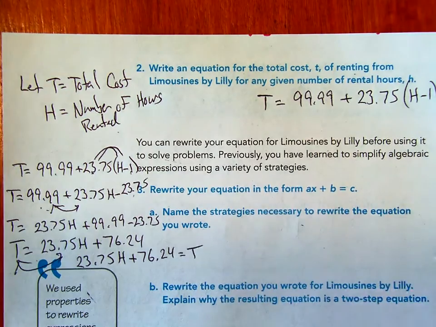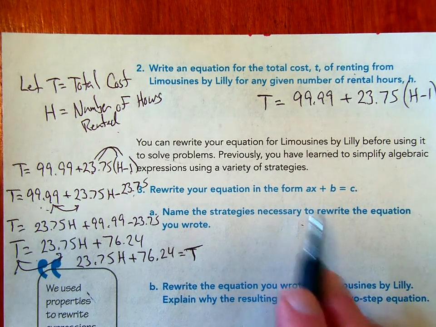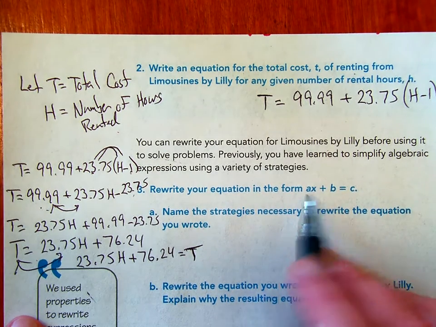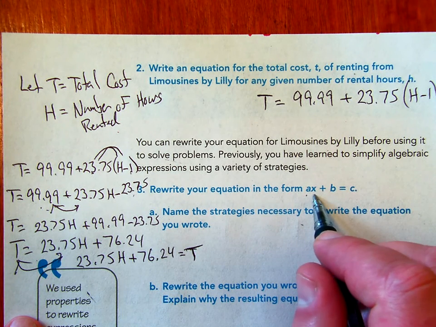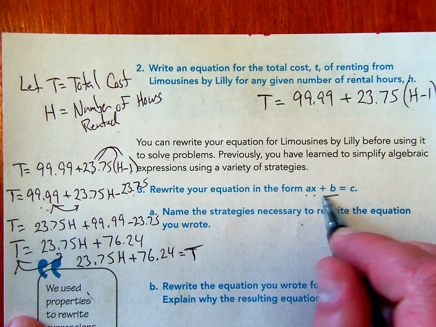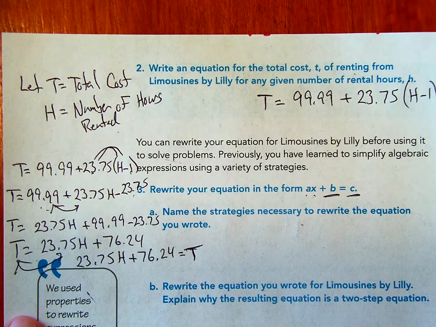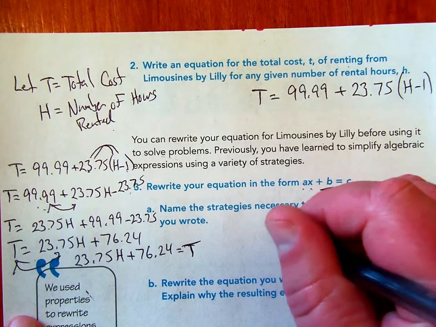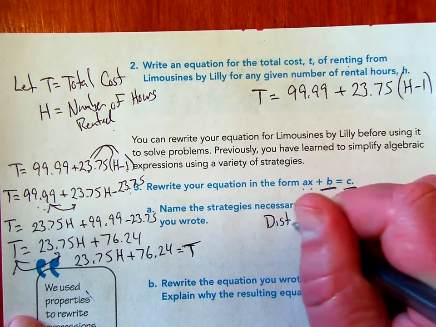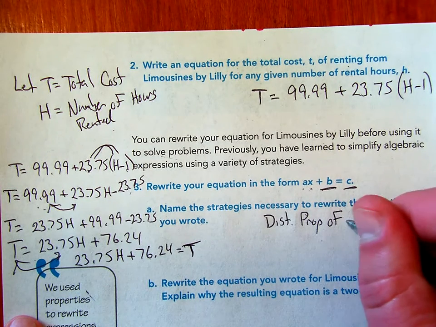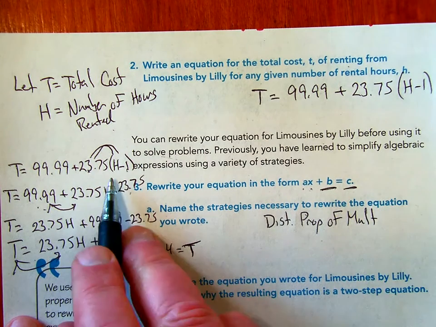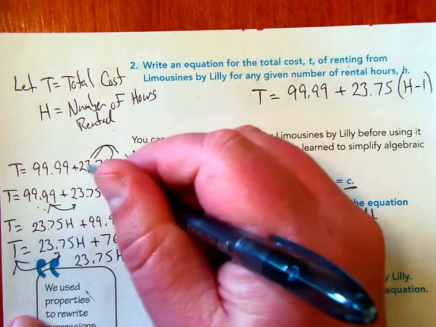And now I'm of the form 23.75 times hours plus some starting amount gives me an output C, in this case, the total. The strategies I used: I distributed, the distributive property of multiplication, and we jumped over this subtraction sign. So we distributed multiplication over a subtraction.